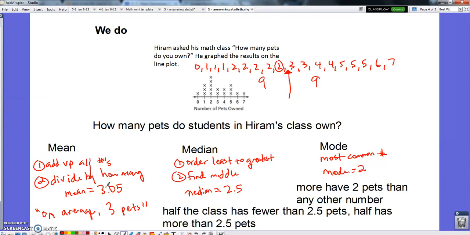It's a ratio, did you hear me? Or a unit rate: 3 pets per student. The median is 2.5, so we said half the class has fewer than 2.5 pets, half has more than 2.5 pets. And the most common number of pets was 2, which is the mode. So we found all those yesterday.